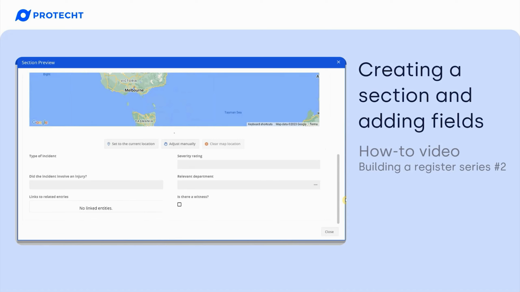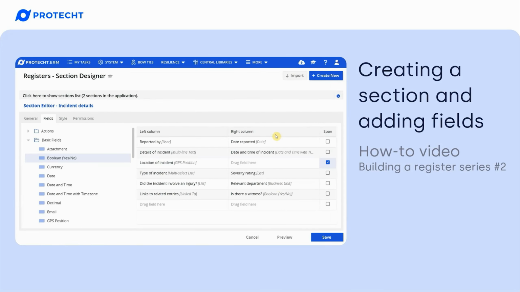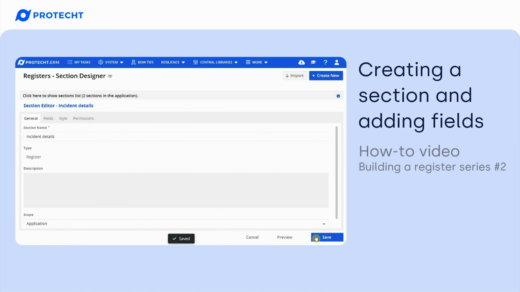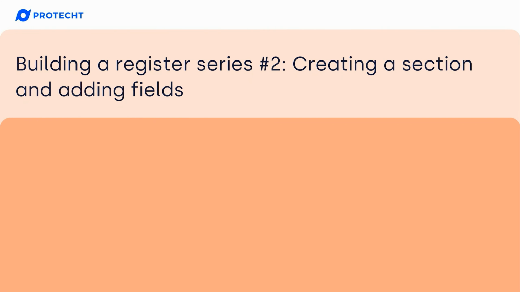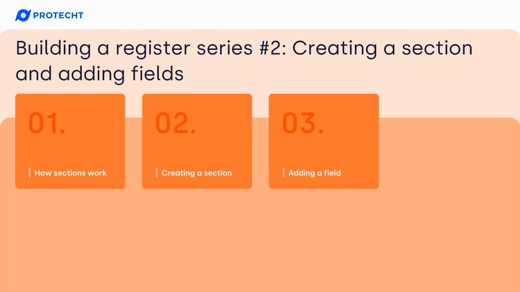We're going to create some sections and fields for the register form so users can enter data into the fields and you can report on that data in analytics. So here's a breakdown of what we'll be looking at in this video. First, how sections work within registers. Next, how to create a section. And finally, how to add fields to that section.